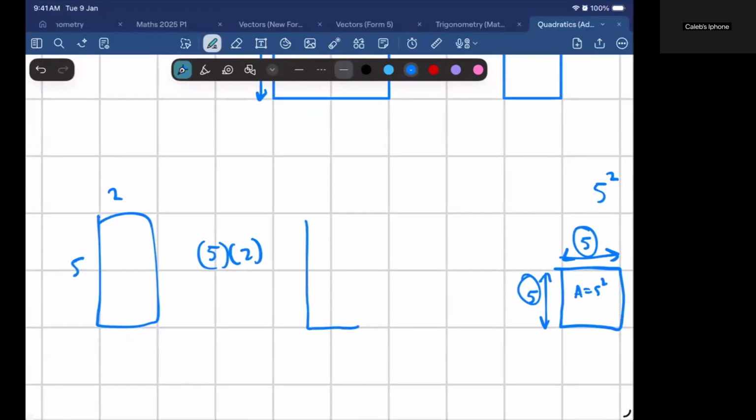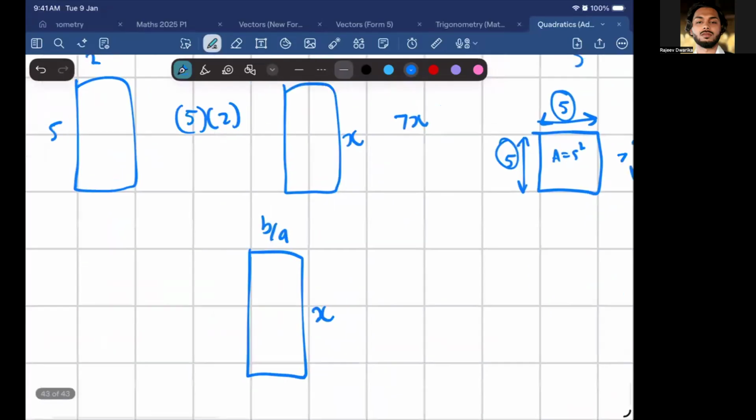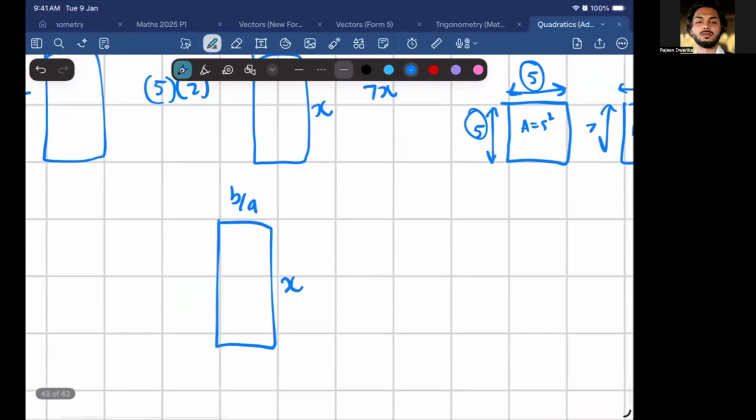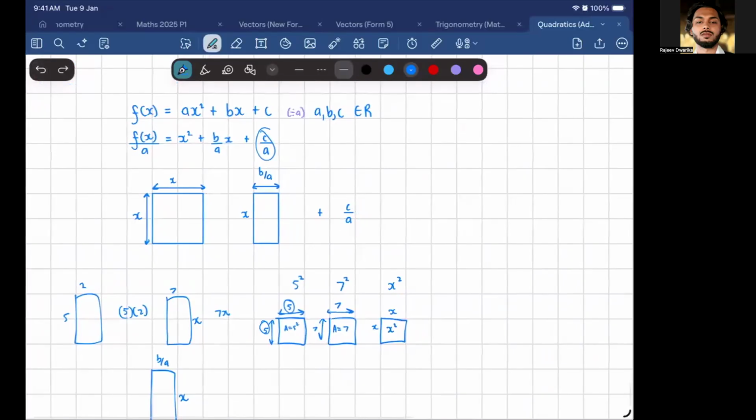So if I had this shape here, 7 by x, what would the area for that shape be? 7x. So if I had this shape over here, b over a x, what would the area for that shape be? B over a times x. So you understand how I come up with this shape from that? Yes. Nice. And c over a is a number. We could just plop it down there for now and remember it when we finish.